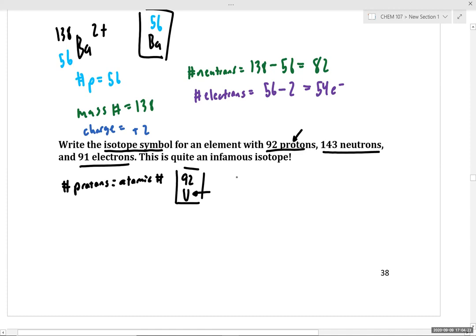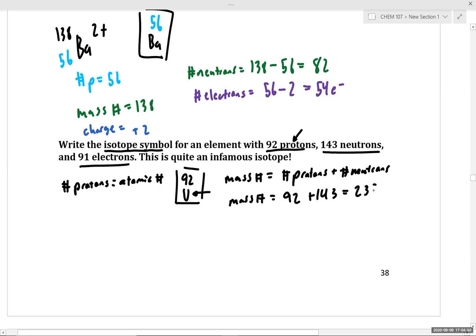Now we're going to need to fill in the rest of our isotope notation. So we're going to need to calculate what is known as the mass number, which is equal to the number of protons plus the number of neutrons. So then this gives us a mass number of 92 plus 143, which gives us a mass number of 235.